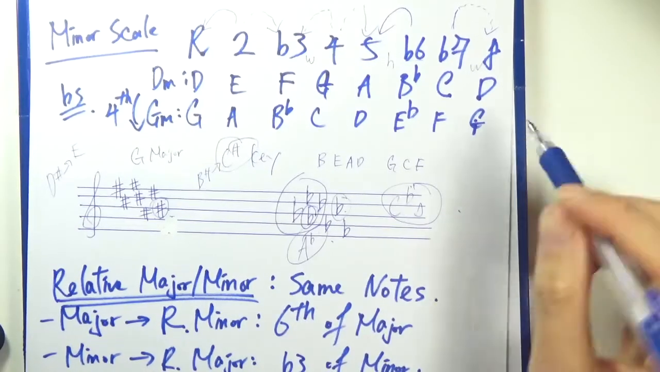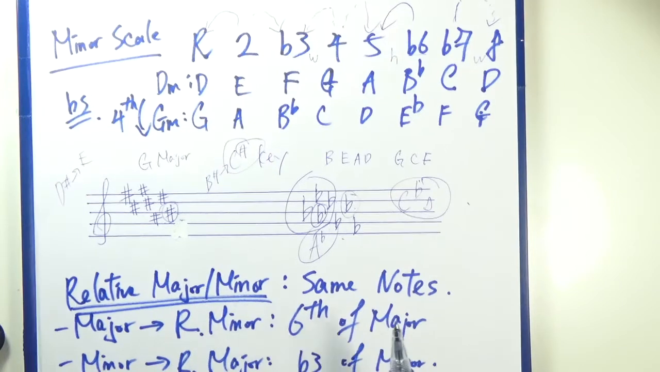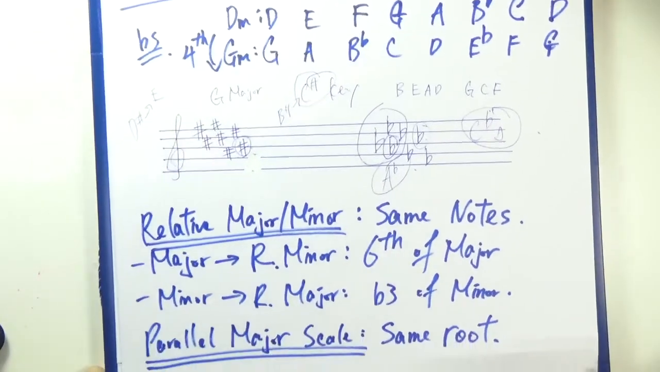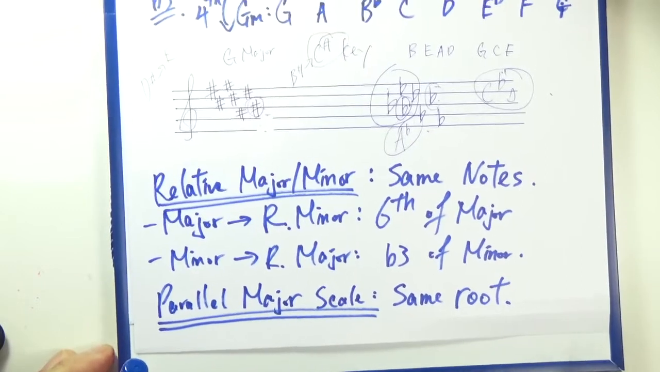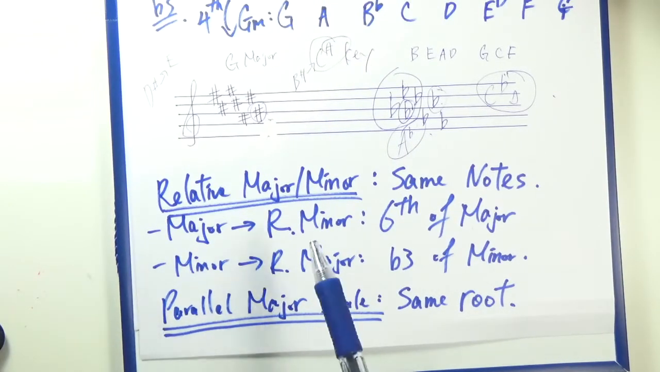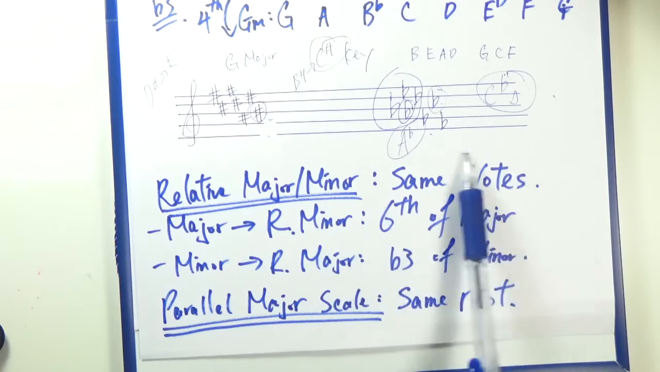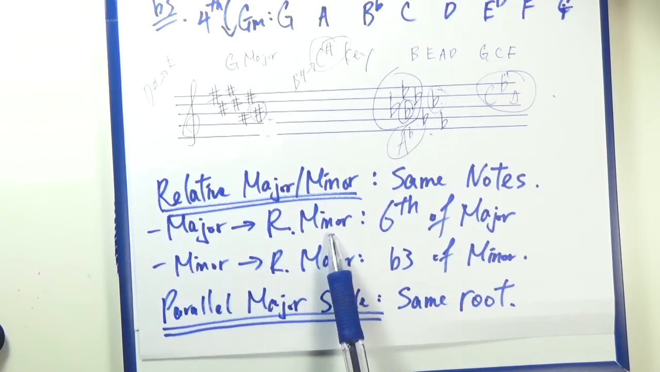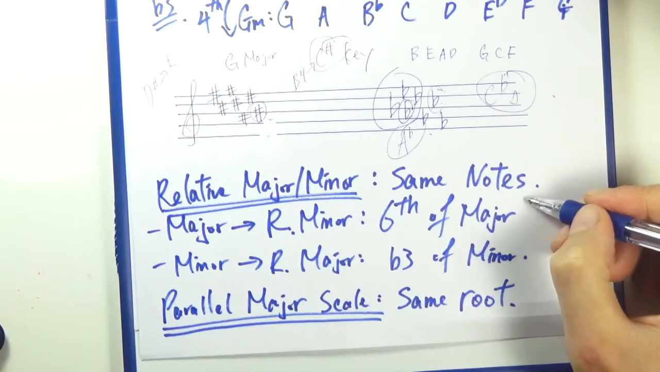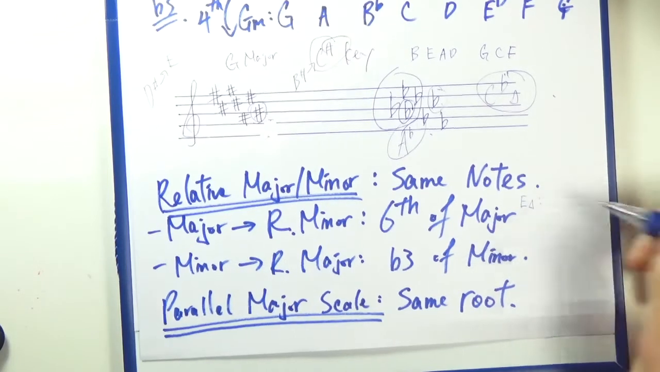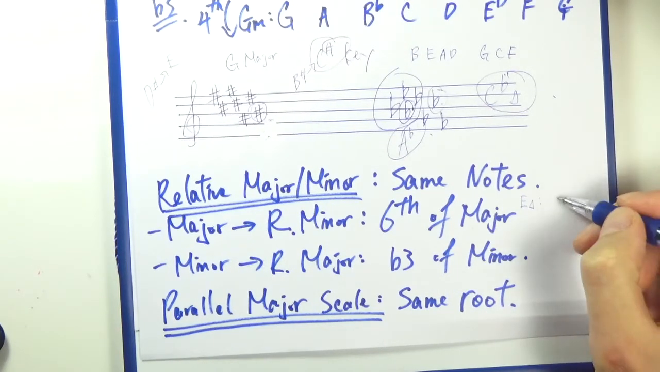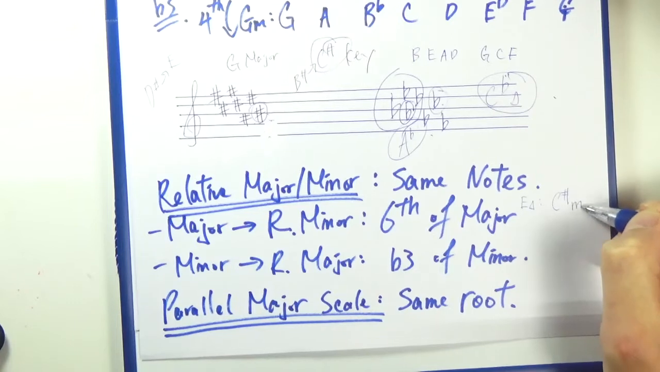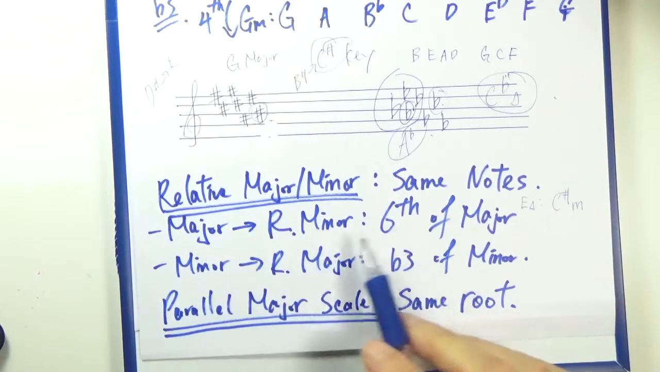So slightly different tactics for these two groups. Finally, relative major and minor. Relative major and minor scales have the same notes. If you're given a major scale and you want to find its relative minor, you simply find the sixth of the major scale. For example, for E major, the sixth of E major would be C sharp, and C sharp minor would be the relative minor of E major.